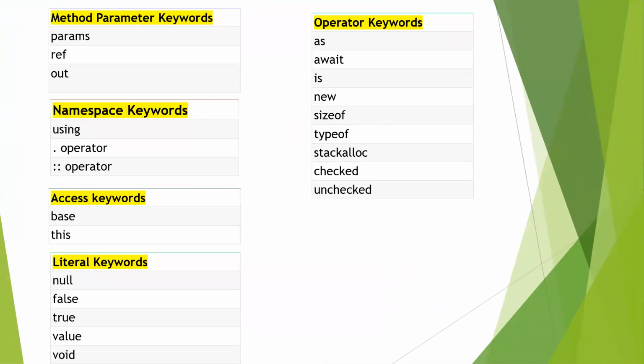Okay, coming to the next area, method parameter keywords like in, params, ref, out. These are the things we are using in the method, so these also we should not use as part of names. And operator keywords such as await, is, new, sizeof, typeof, stackalloc, checked, unchecked. At the same time, namespace keywords, the dot operator and the double colon operator, and access keywords base, this, and literal keywords null, false, true, value, void. So these also we should not use as part of our programming to specify the name of a variable and method.